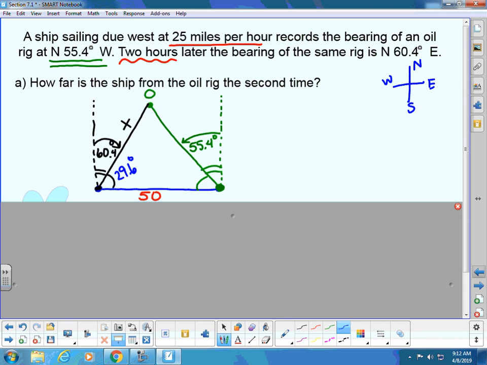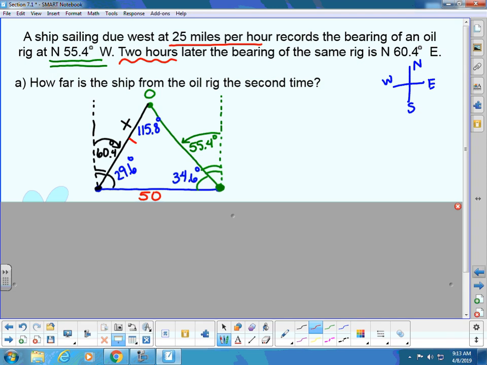90 minus 55.4 gives me 34.6 degrees. Solving for X, it looks like I have two angles. So I'm going to go ahead and find that third angle: 180 take away the two angles I know. Take away 29.6, take away 34.6. I get 115.8.